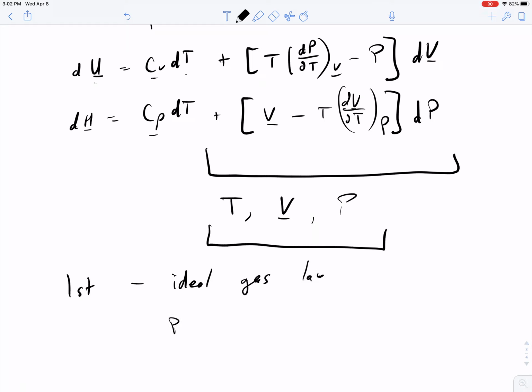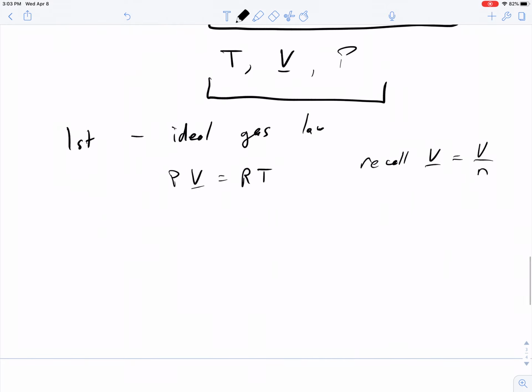P V-underbar equals RT, and recall that V-underbar is defined as V divided by the number of moles, so the specific molar volume. But here's the problem. By definition, by name, an ideal gas is not real.